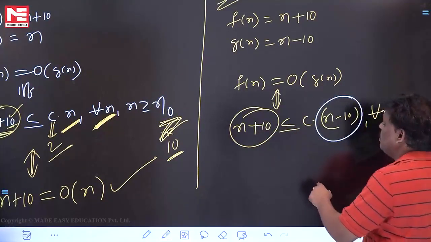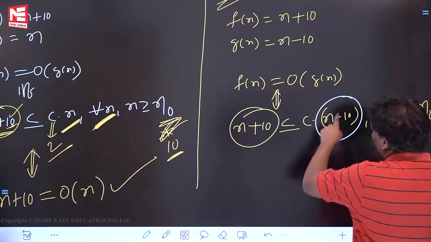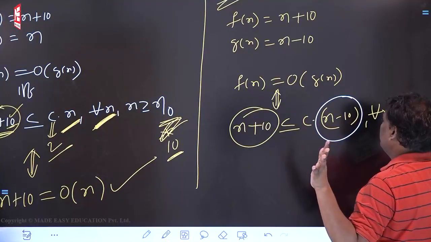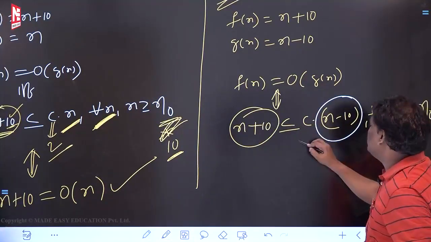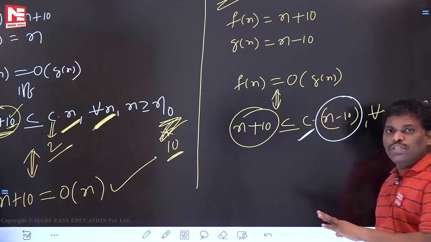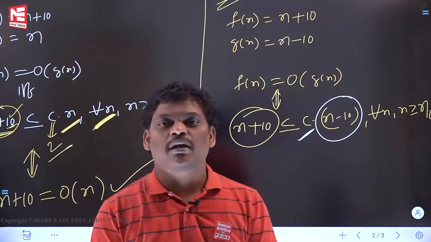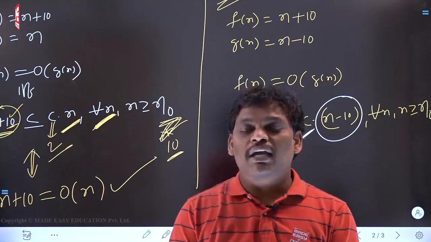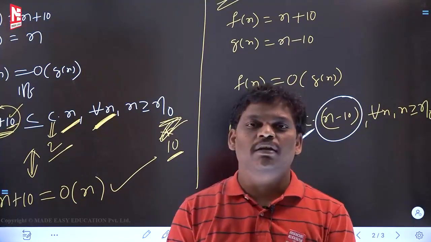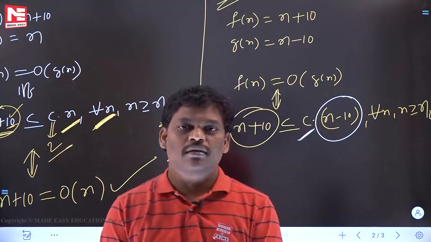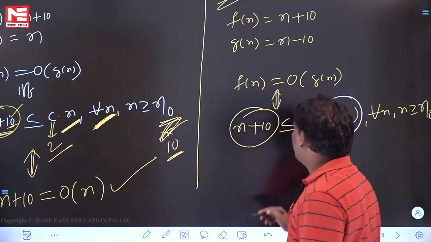But you want to prove that right will be bigger. If it is not possible directly, use C's help. Use C's help, it is enough. Left is n plus 10, right is n minus 10. How can you prove that n minus 10 is bigger than n plus 10? You can prove it because there is a C.